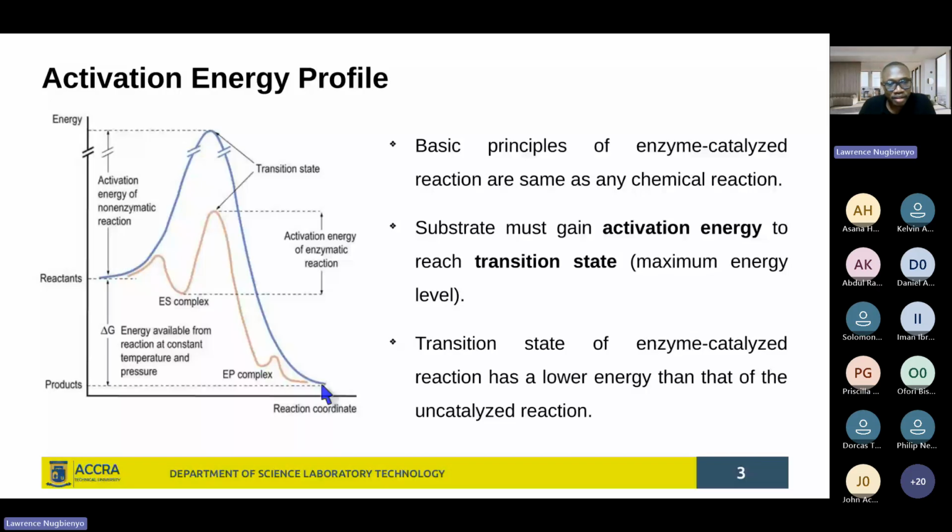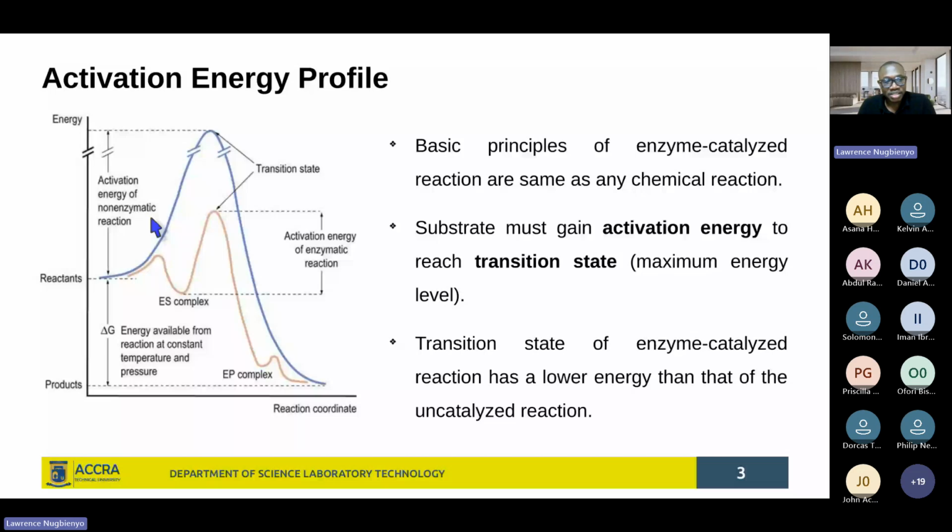Now, the blue curve represents the energy profile of a non-catalyzed reaction, a reaction that is not having any catalyst there to speed its rate up. Because we are talking particularly about enzymes, this blue line is being referred to as the energy profile of a non-enzymatic reaction, because the enzyme is the catalyst. So it's a non-enzymatic reaction.